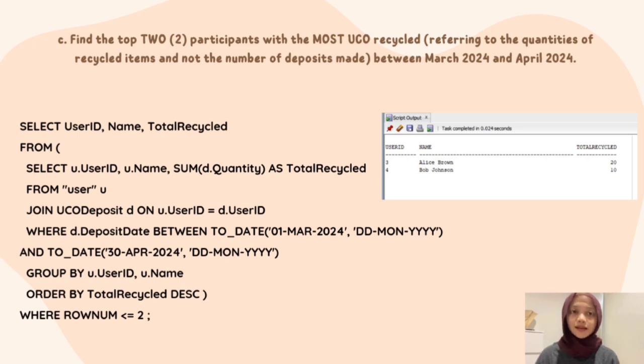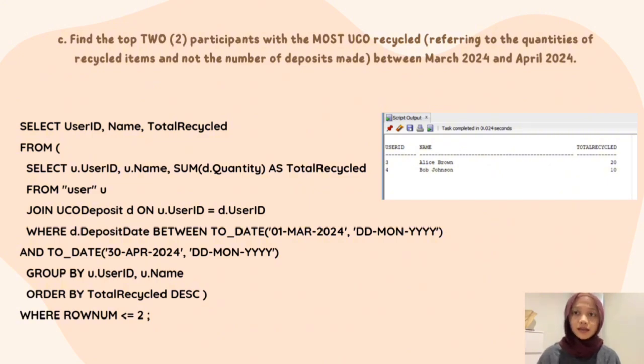I'm going to present the third query, which is to find the top two participants with the most UCO recycled, referring to the quantities of recycled items and not the number of deposits made, between March 2024 and April 2024.